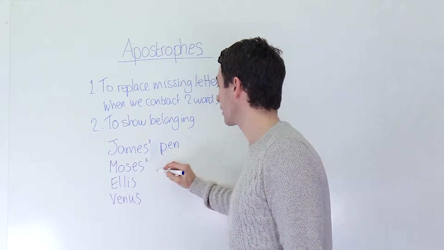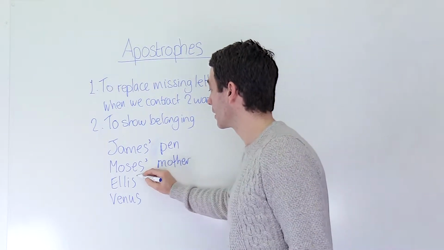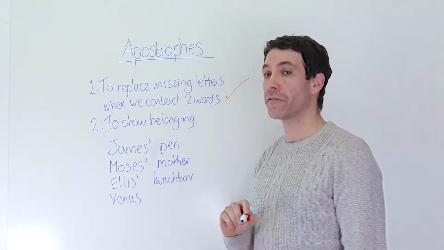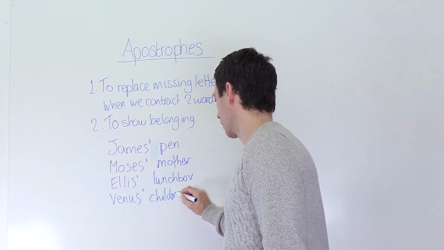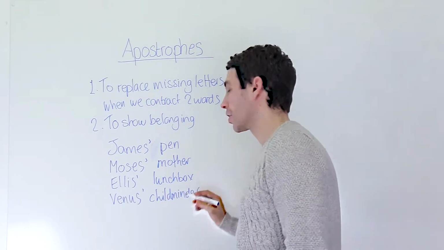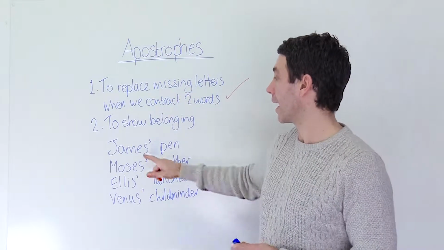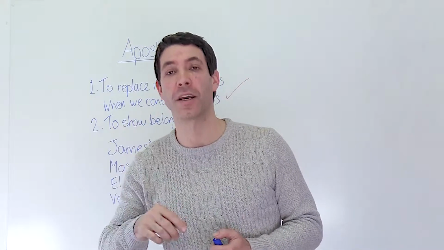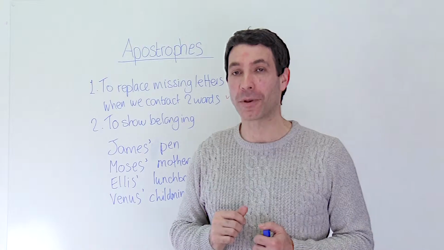If we look at some other examples of nouns that end in the letter S, we could have Moses' mother, Ellis' lunchbox, and Venus' childminder, for example. So a small but important point, when the noun already ends in the letter S, as in these names, it is not necessary for us to put an apostrophe S to show belonging. The apostrophe alone is enough.